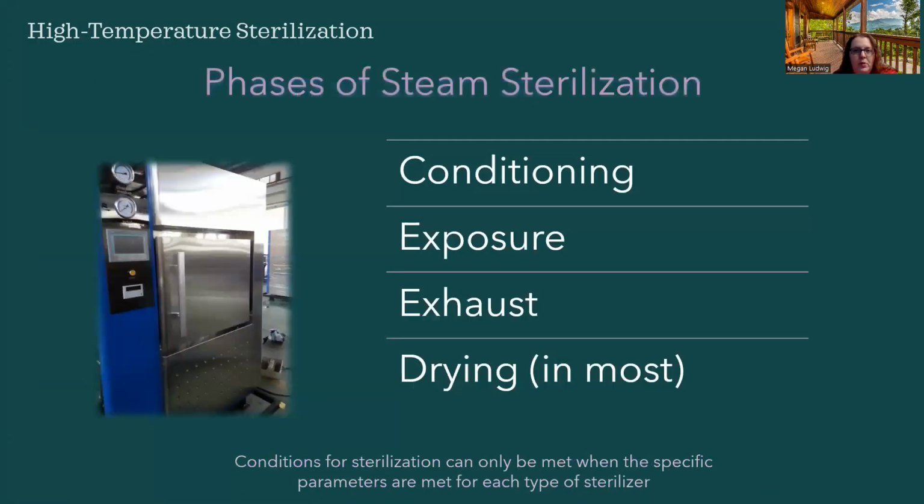So the main phases of steam sterilization, any of those go through this. First, there's a conditioning phase, an exposure, an exhaust, which might take a little bit of time, and drying. In most steam sterilizers there is a drying cycle. So all of these have to go through each step for it to be effective.